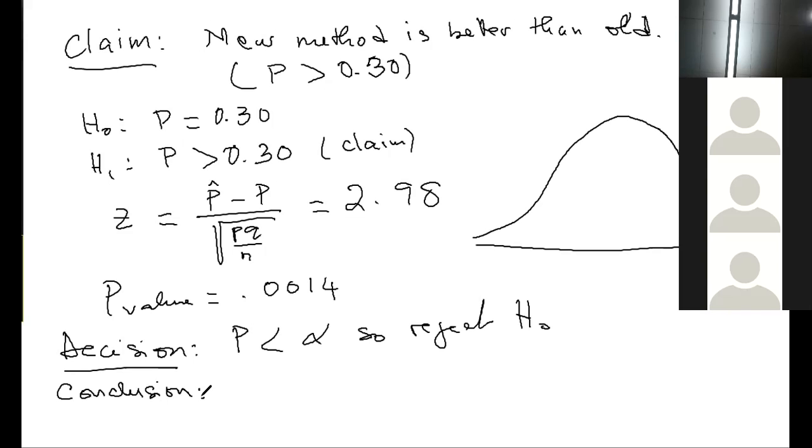Conclusion will be support if the claim is H1, reject if the claim is H0. Most of the problems will be about support. But just pay attention because some problems are about reject. So here should be support or reject. Support. Now, are we going to support or not support the claim?